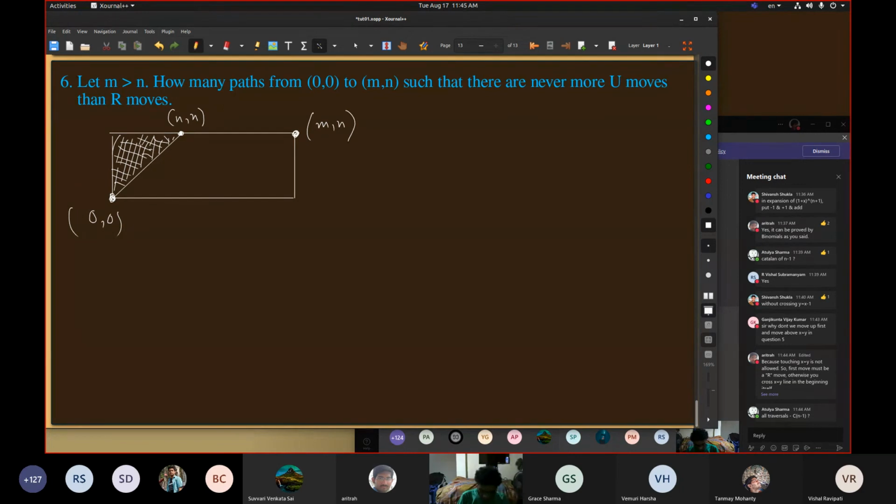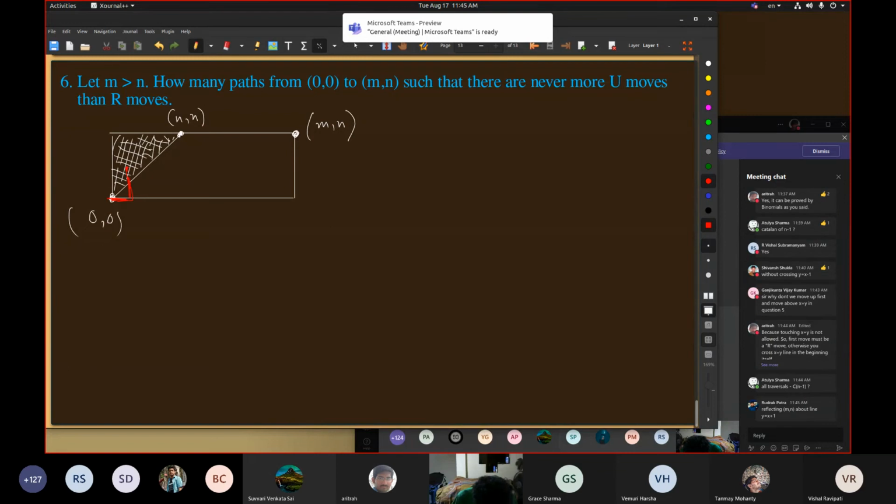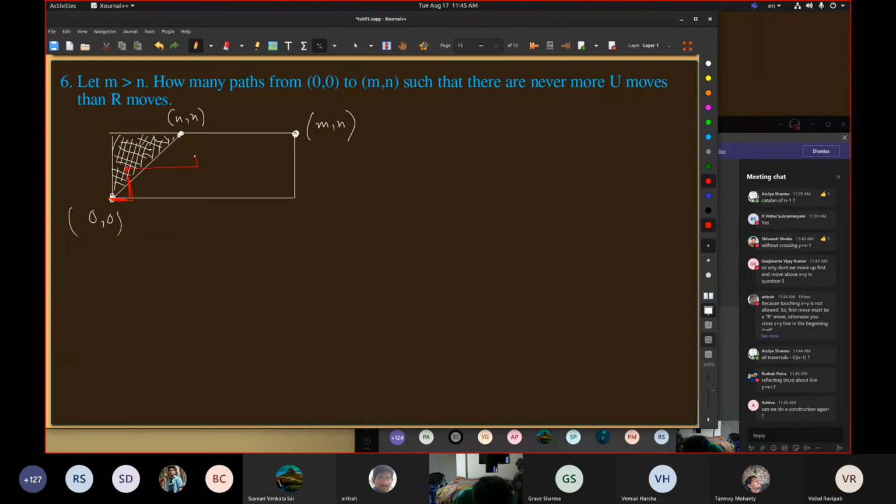All the Cn paths or invalid paths, they will start here, cross somewhere here, and end here. So you do not account for a path like this. Maybe I use another color. You start here, go here, but instead of reaching this point, you reach here. So these things are not counted in your Cn minus 1 or Cn.